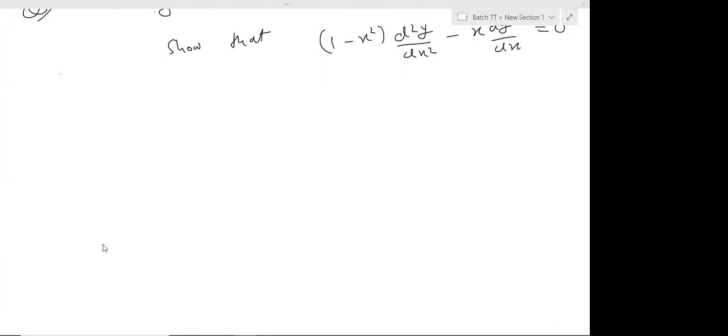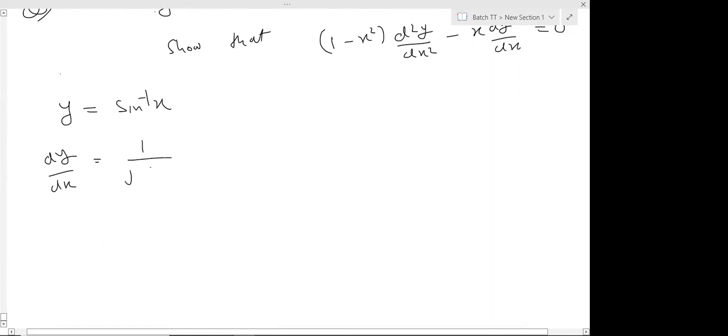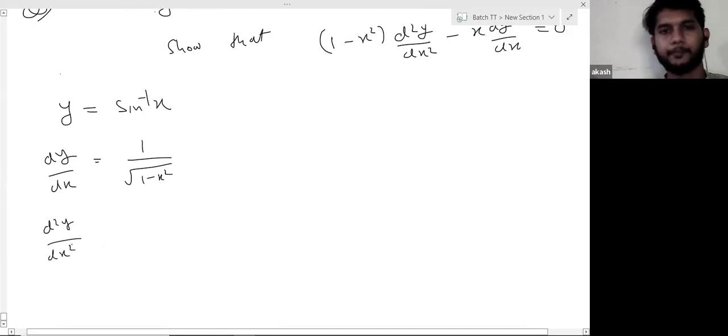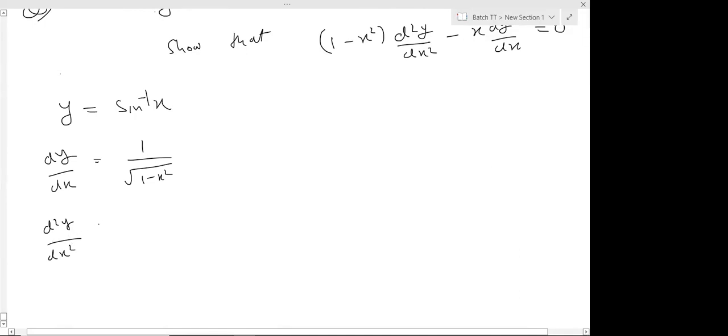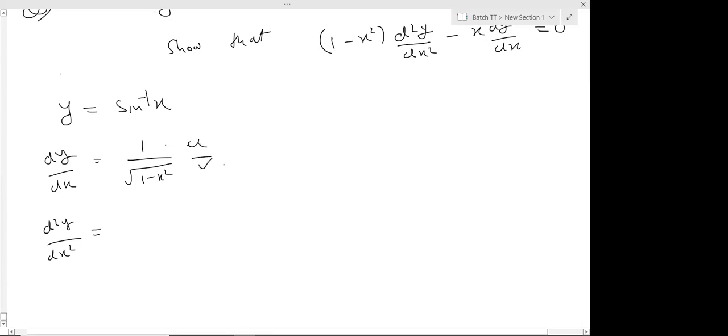So we have y equals sine inverse x. So dy by dx will be 1 by root of 1 minus x square. Absolutely right. So what will be d square y upon dx square? This I'm not getting. All right, see, this is very simple. You have to use the u upon v form here. U by v form.